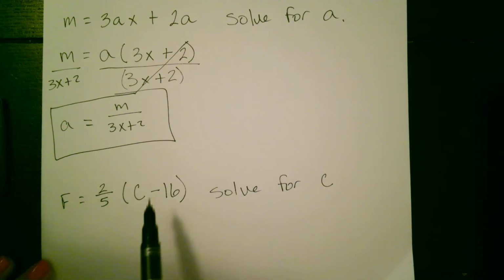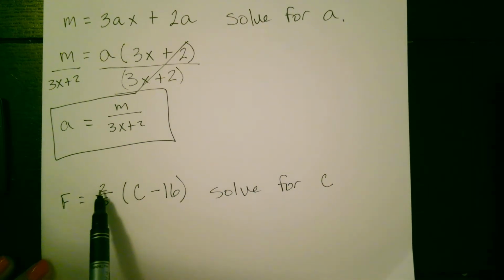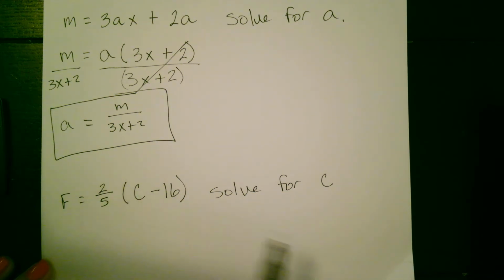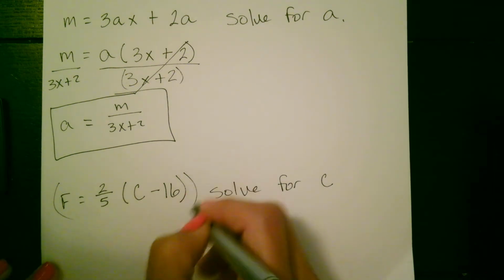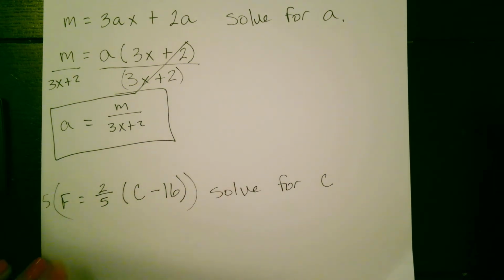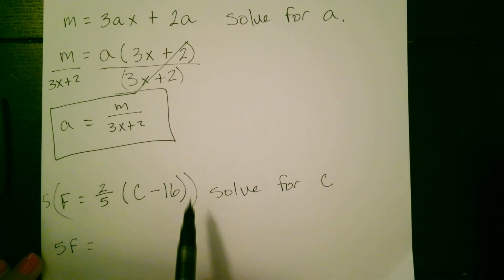Usually people don't like fractions, and that's totally fine. We can break that fraction down. This is multiplication by 2 times everything in there, and division by 5. So I'm just going to perform the opposite operation to get rid of this fraction. We're dividing by 5, so I'm just going to multiply everything by 5. So on the left, 5 times f gives me 5f equals. On the right, this is just one single term because it's being multiplied together.